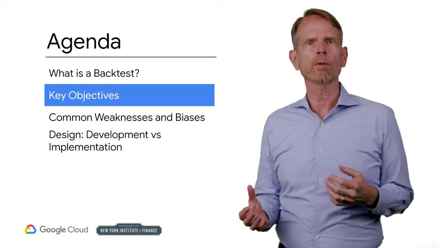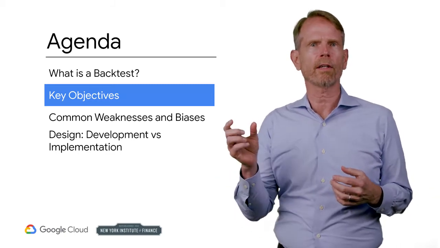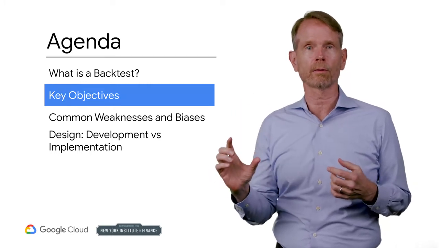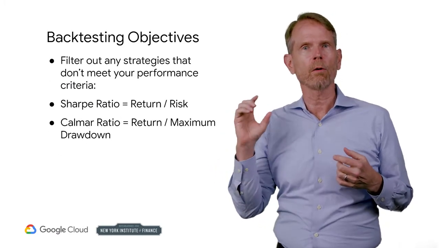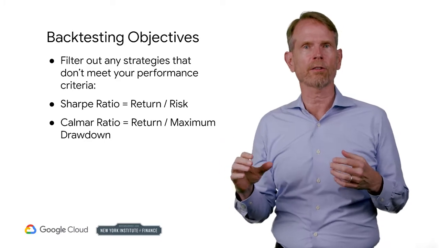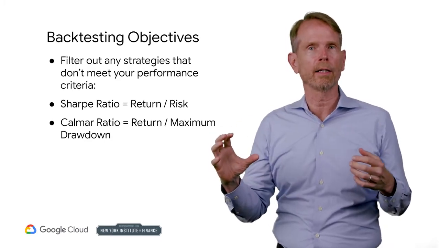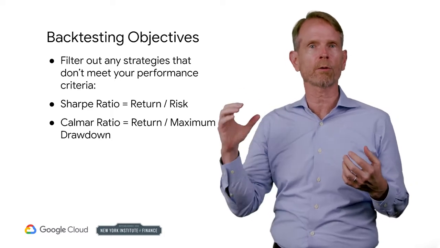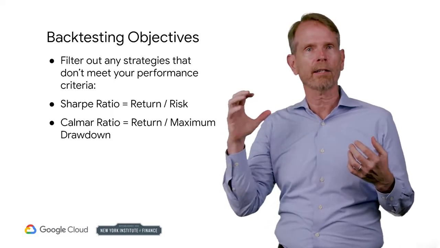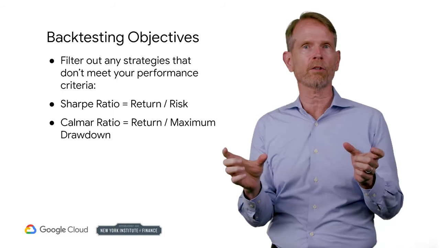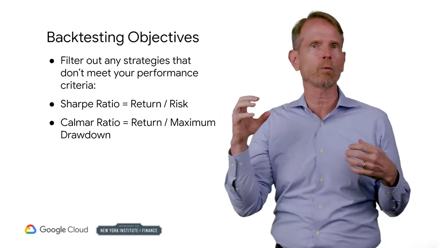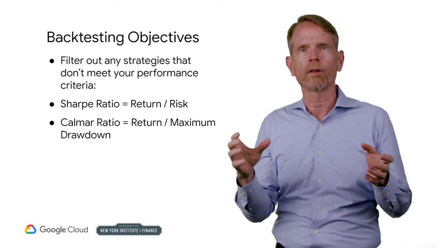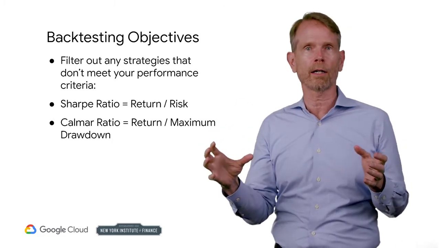When you design and implement a backtest, it is important that you have a clear idea of what you want the backtest to accomplish. Your goal at the initial development stage is to set up a strategy pipeline and then filter out any strategies that don't meet your minimum performance criteria. Backtesting provides an efficient filtration mechanism so that you can eliminate weak strategies that have a low risk-adjusted return or that have large anticipated drawdowns.